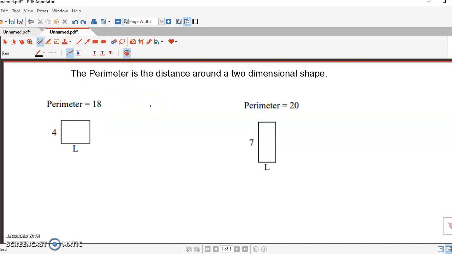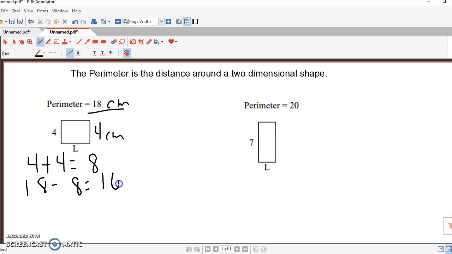So as I said, we're going to use the unit centimeters. So if this side is 4 centimeters, then this side also has to be 4 centimeters. To find the length of this side, we're going to first add 4 plus 4, which equals 8. We know that the perimeter is 18 centimeters, so we're going to say 18 minus 8, and that equals 10.